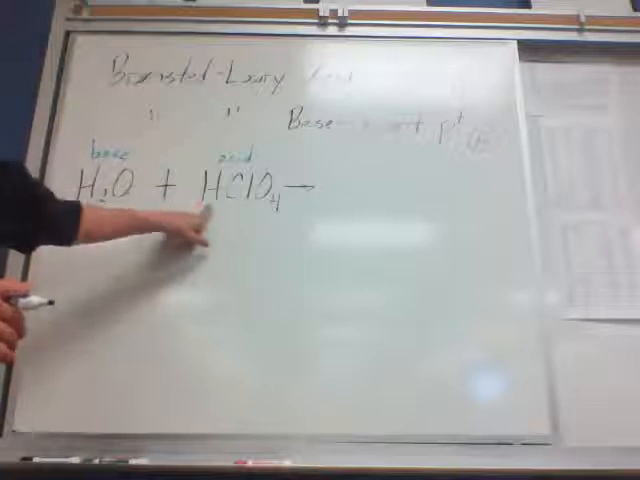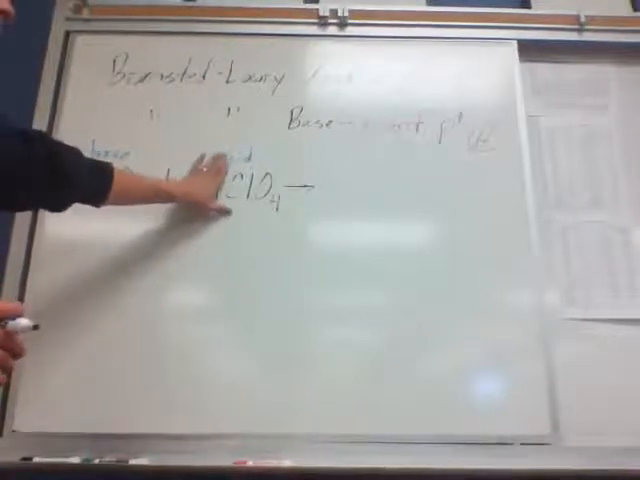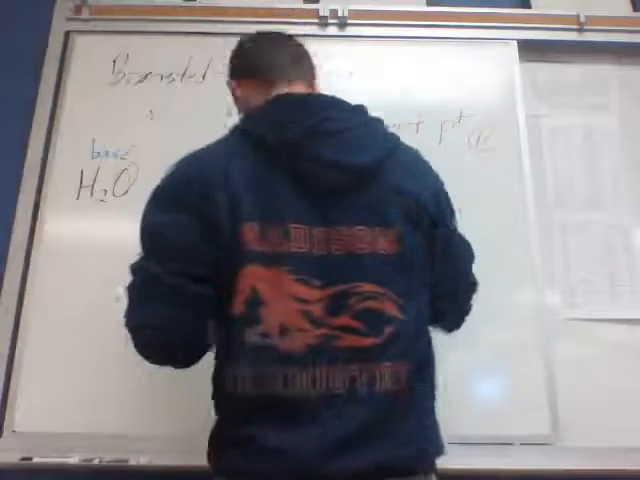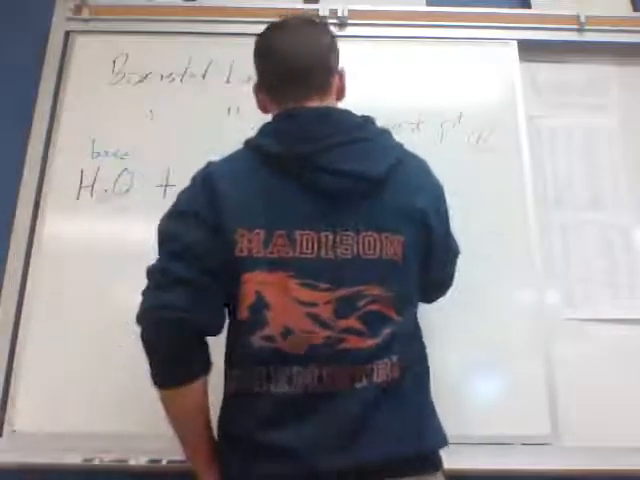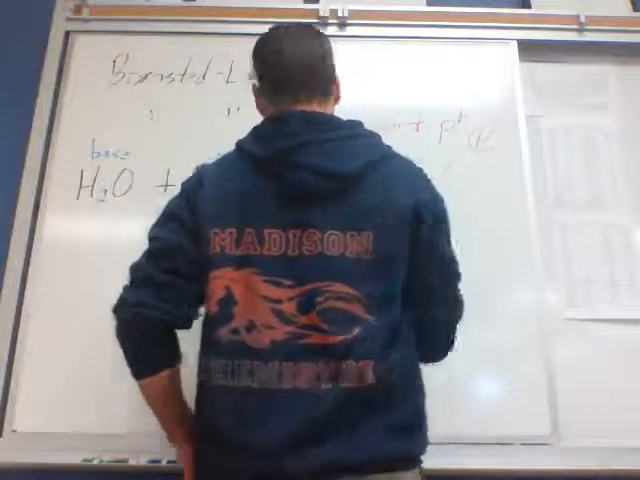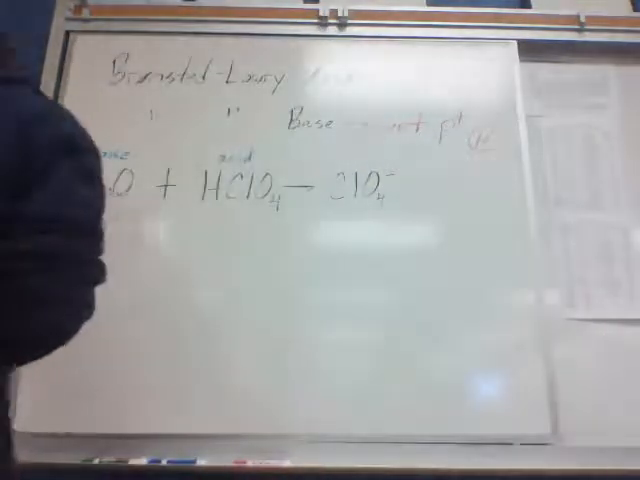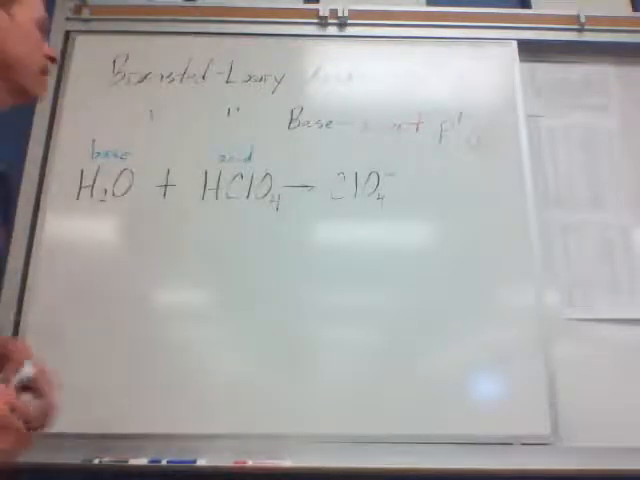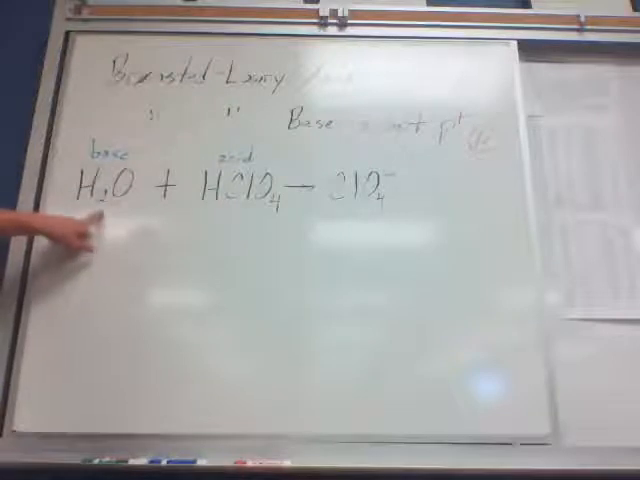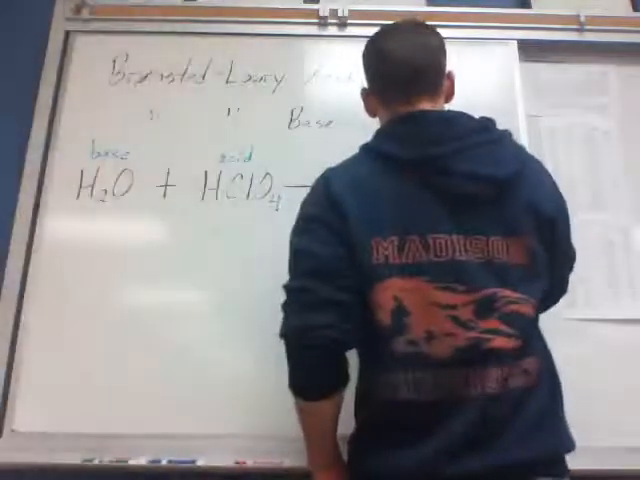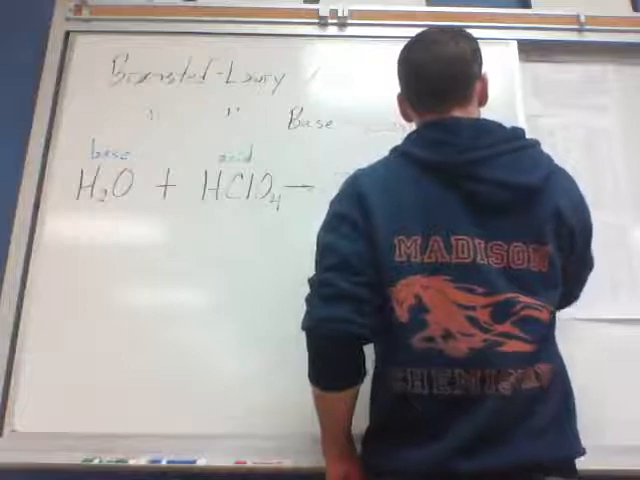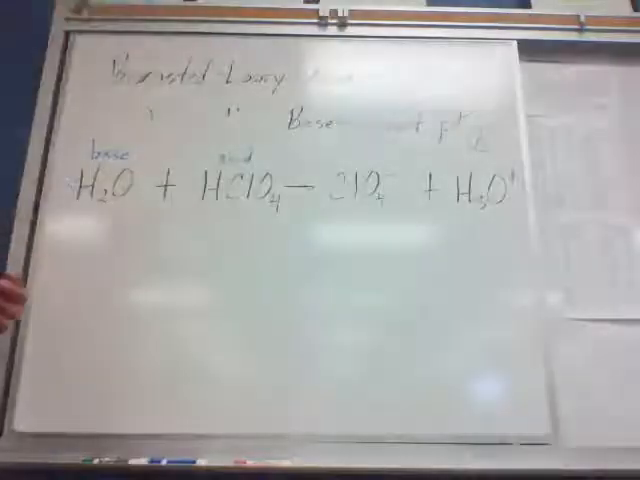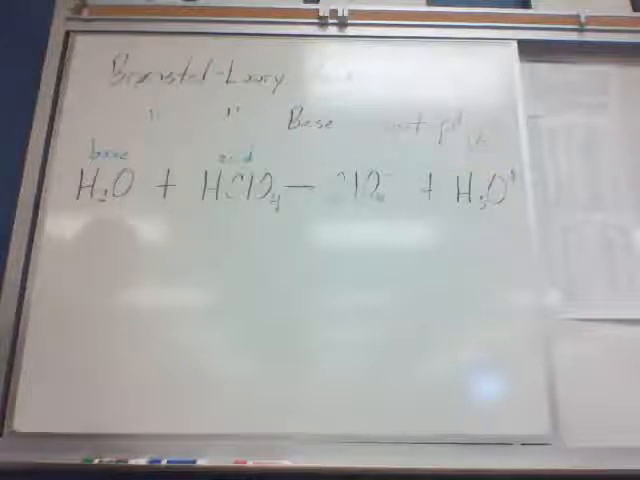So let's follow our steps. We know that the acid wants to get rid of its H. If I get rid of its H, what am I left with? ClO4 minus. Where does that H go? To the base. Over to the base. H3O plus. So if you get base, acid, base, acid. Acid, base, acid.